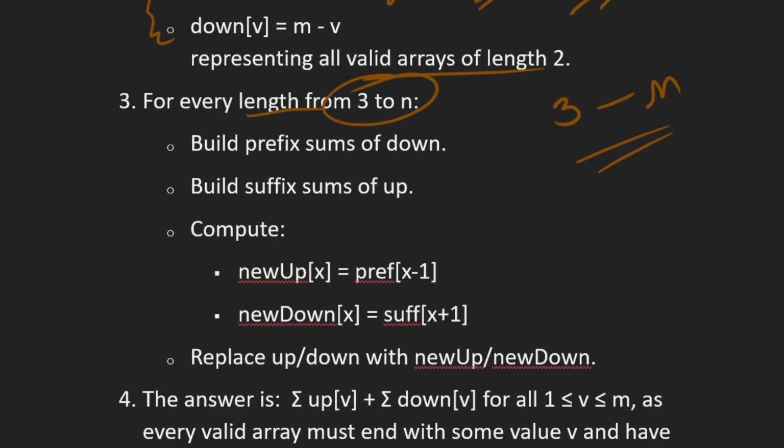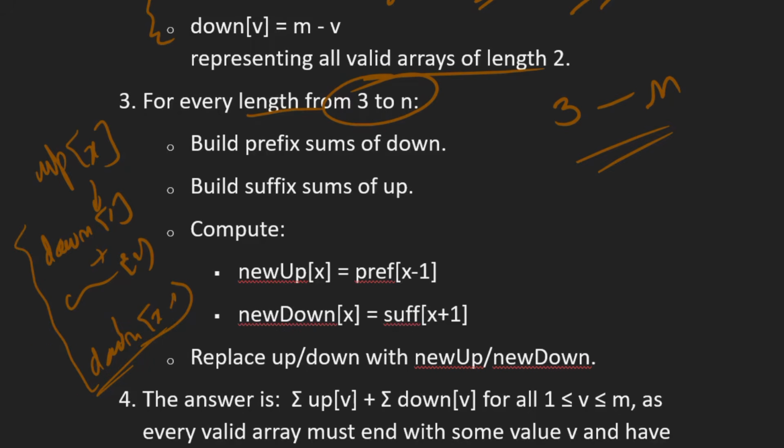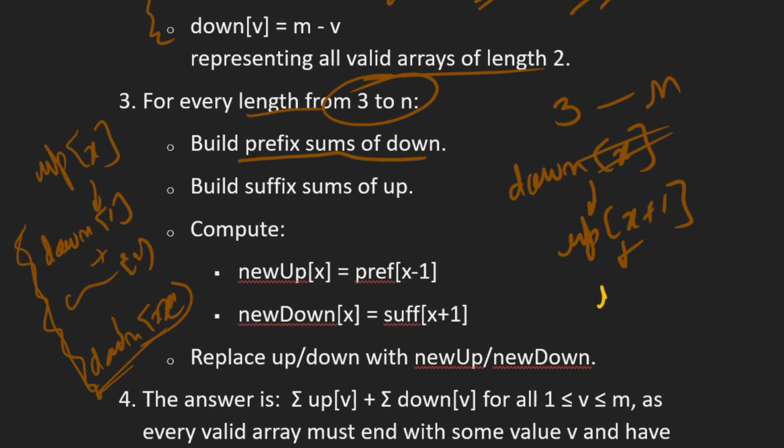And as we have seen, to find up of x, what we need is down of 1 plus down of 2 and so on up to down of x minus 1, right? We want this. So what we need is prefix sum over the down array. So first we'll build the prefix sum of the down array. Similarly, if you have to find down of x, then we need up of x plus 1 plus up of x plus 2 and so on, right? So we'll build the suffix sum of the up array.